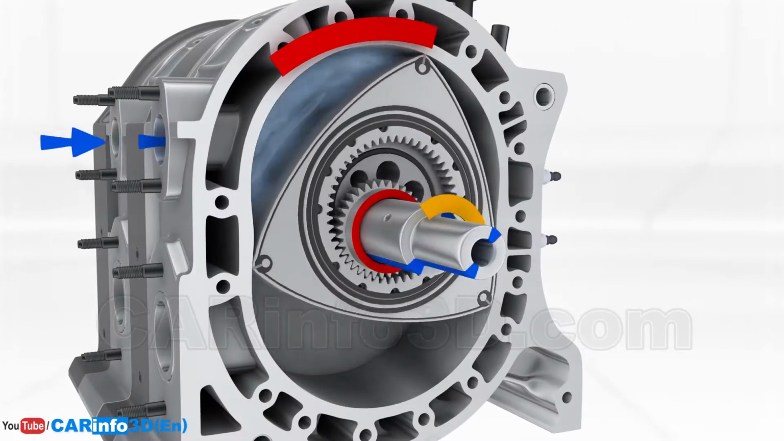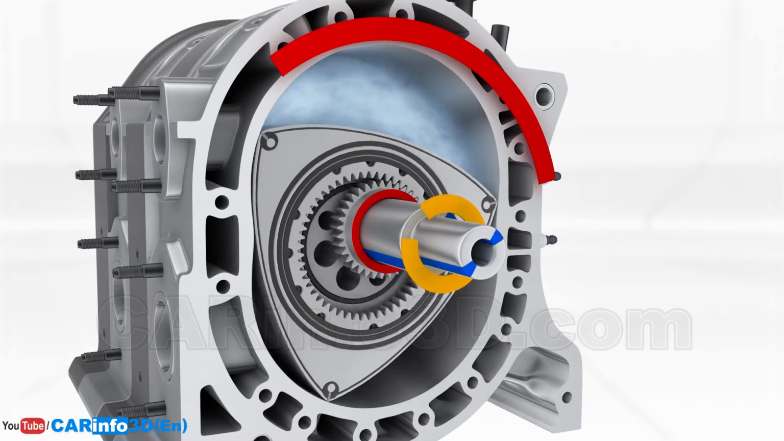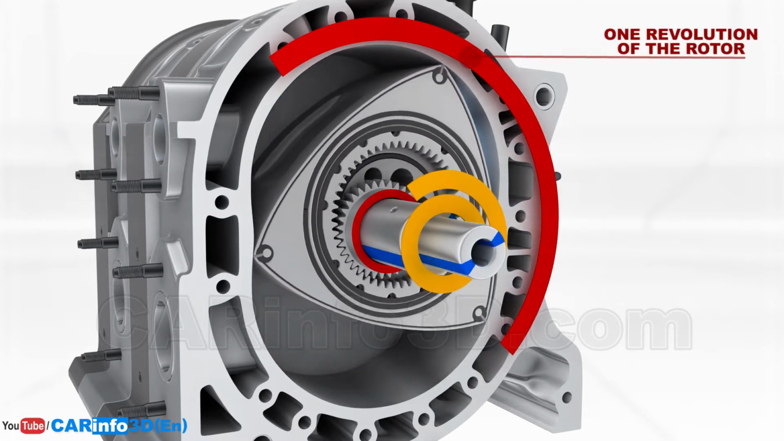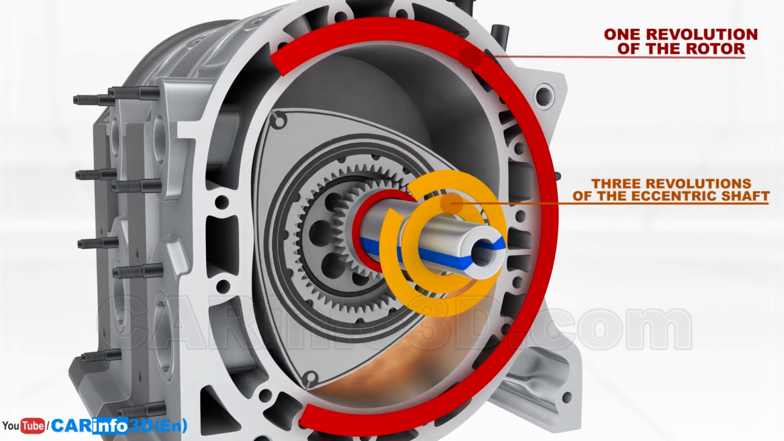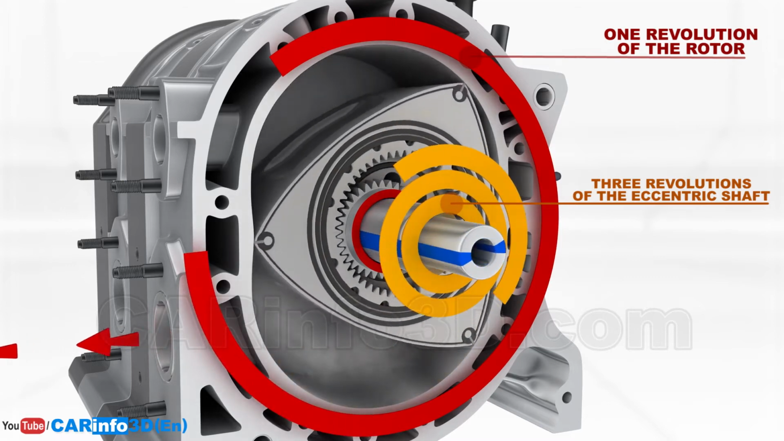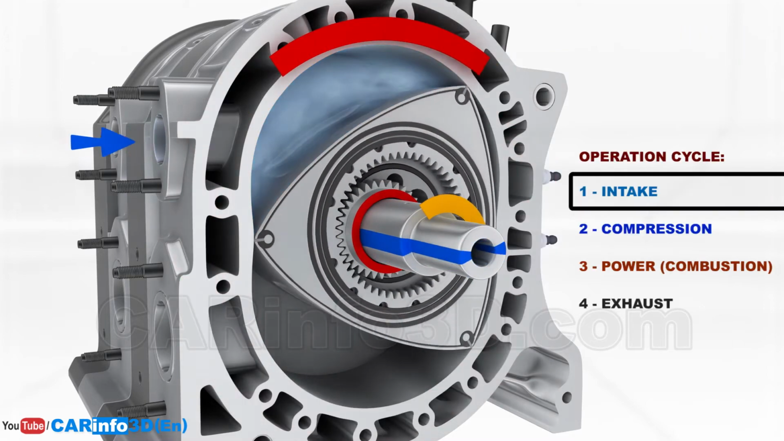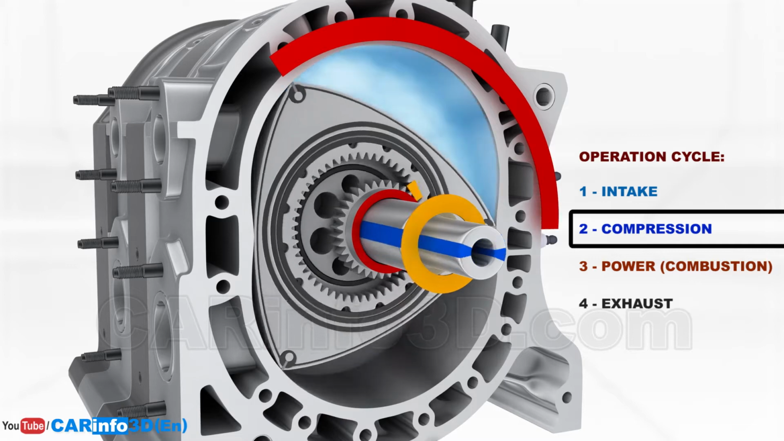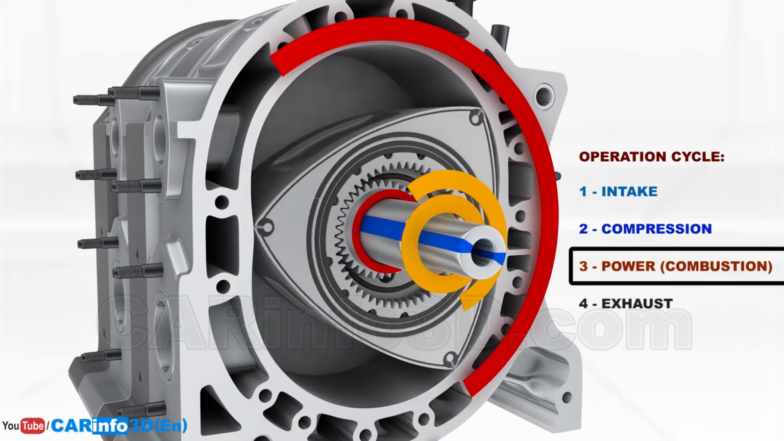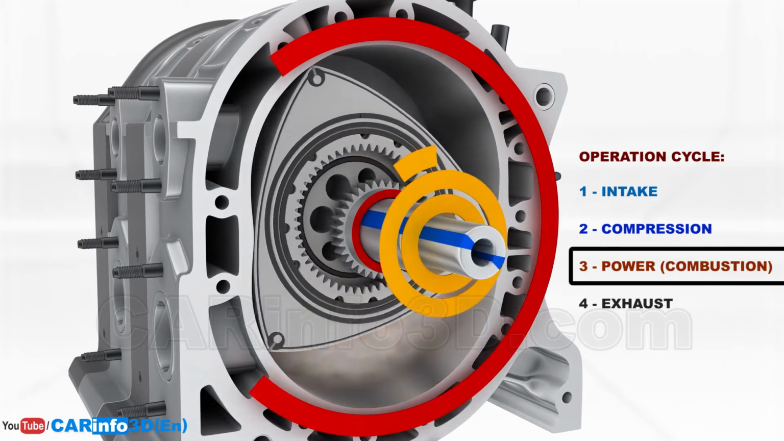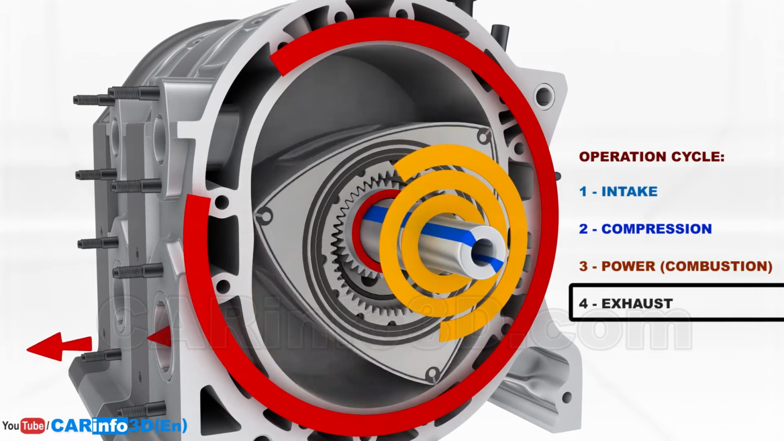The engine's operation cycle consists of 4 strokes that take 1 revolution of the rotor or 3 revolutions of the eccentric shaft. Stroke 1 – Intake. Stroke 2 – Compression. Stroke 3 – Power. Stroke 4 – Exhaust.